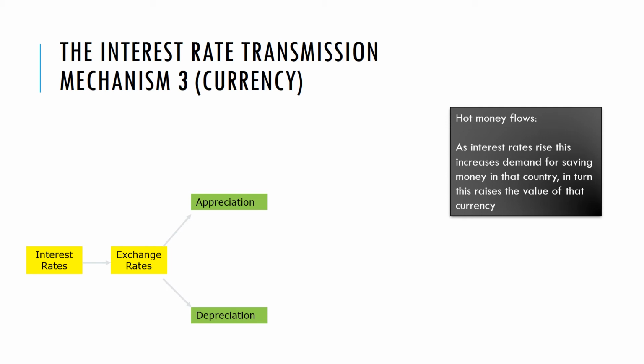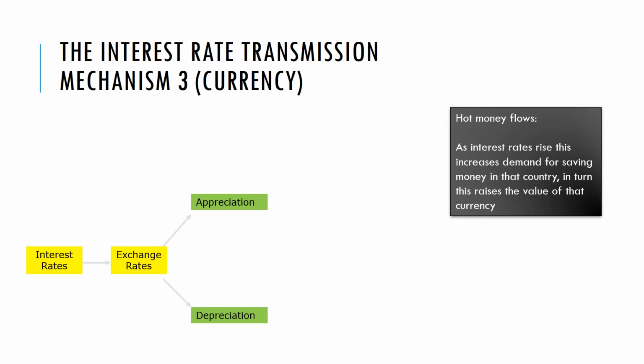They'd get a good return on their money. In order to do that, they would need to buy pounds. They would need to convert their money into pounds and deposit it in UK bank accounts. By doing that, by converting their money into pounds, they increase the demand for the pound and drive up the value of the pound. So often we see that as interest rates rise, there is an appreciation in the currency. It gets stronger. The flip side is as interest rates fall, we sometimes see a depreciation in the currency as the currency gets weaker.